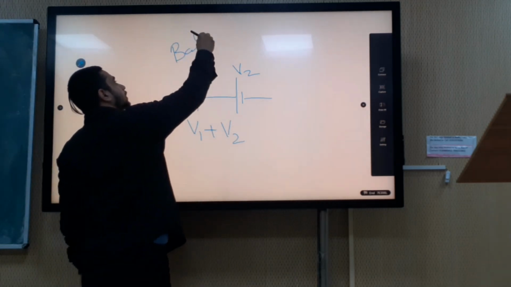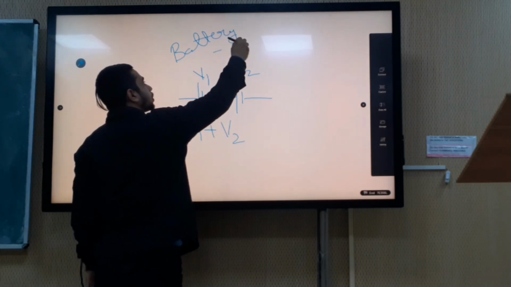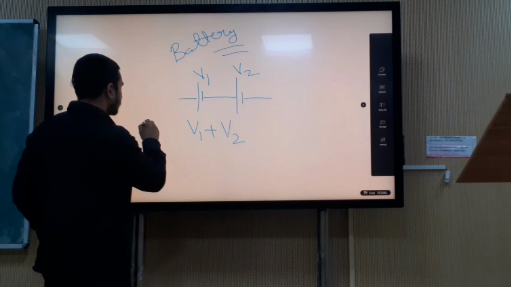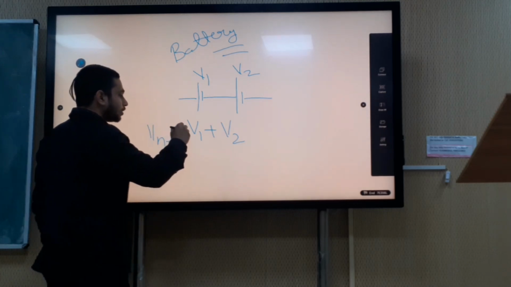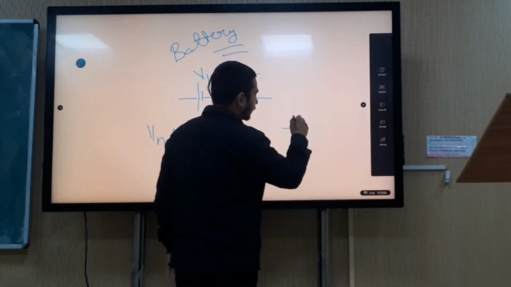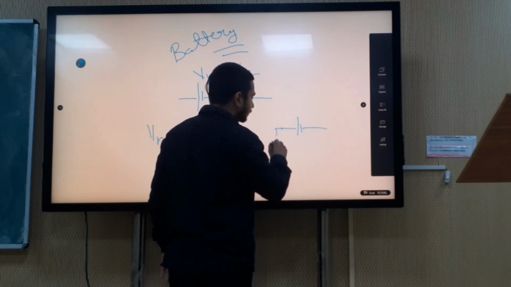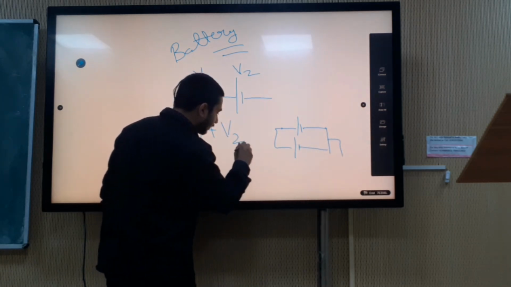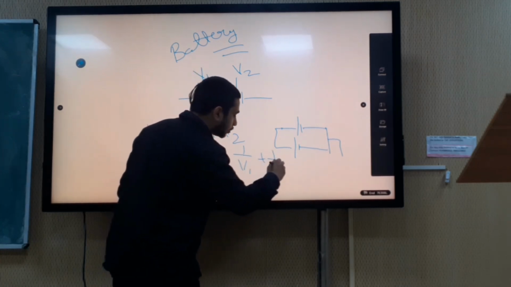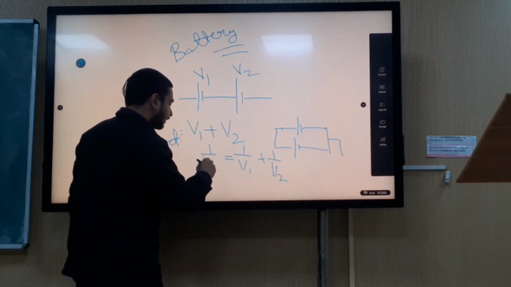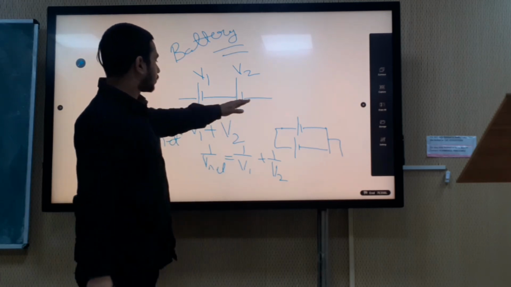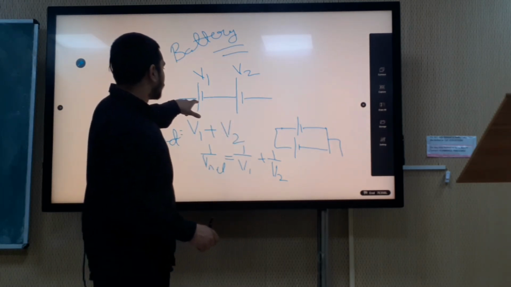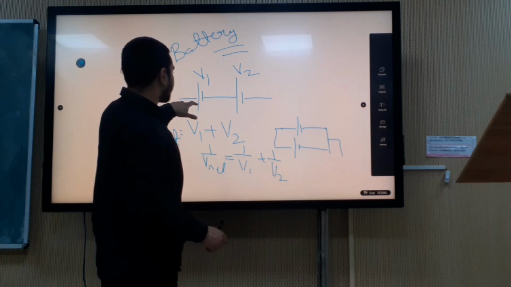So now we will see what happens in the case of battery. This is a small concept. In the case of the battery, what is the situation? V net will be V1 plus V2. And if the two are connected in parallel like this, then 1 upon V net will be 1 by V1 plus 1 by V2.